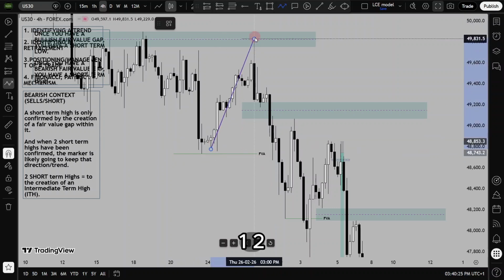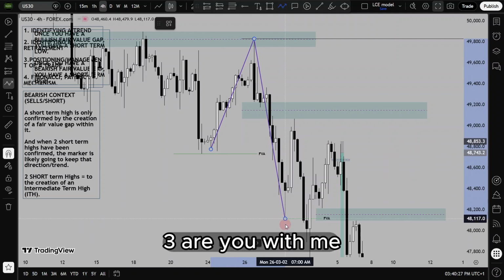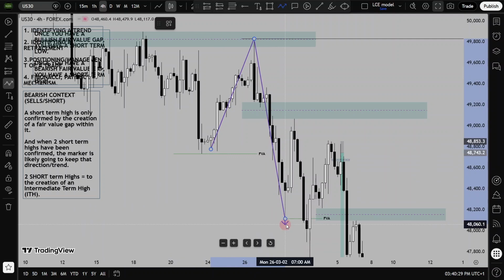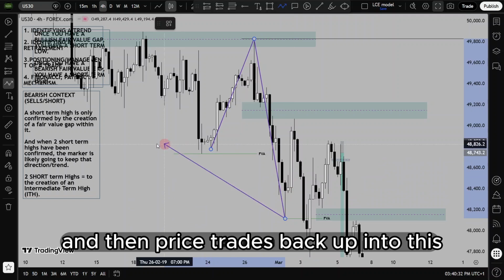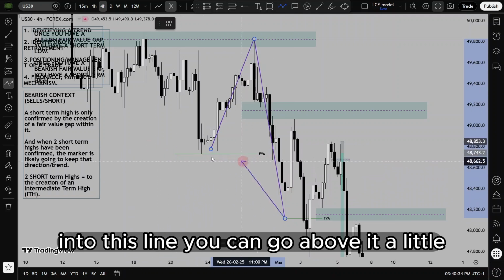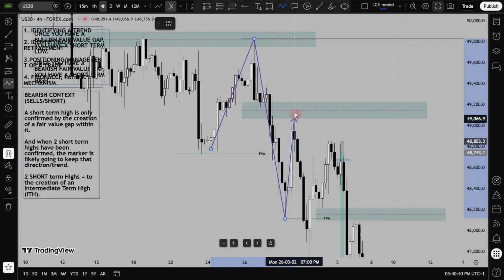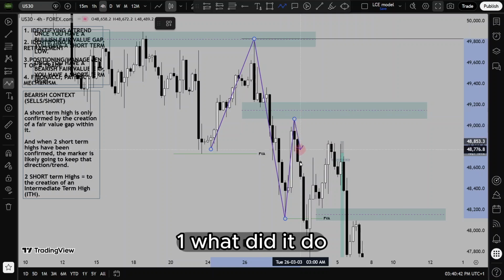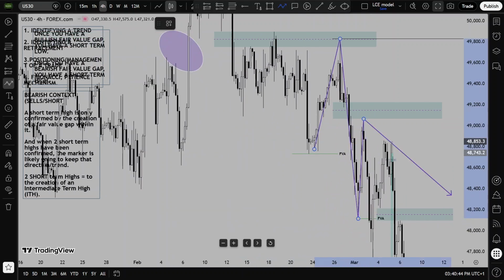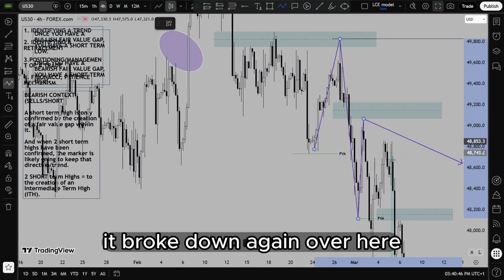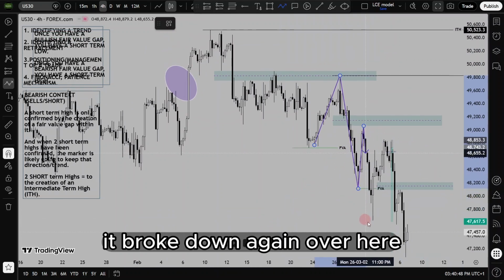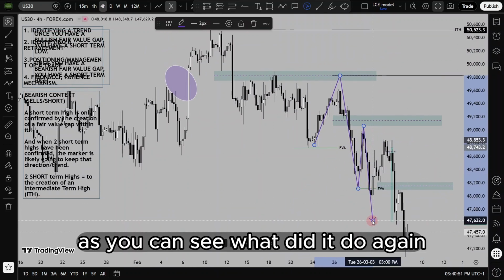One, two, three. Are you with me? And then price trades back up into this line. It can go above it a little, but price trades back up into this line or above it a little. One. Then what did it do? It broke down again over here, as you can see.